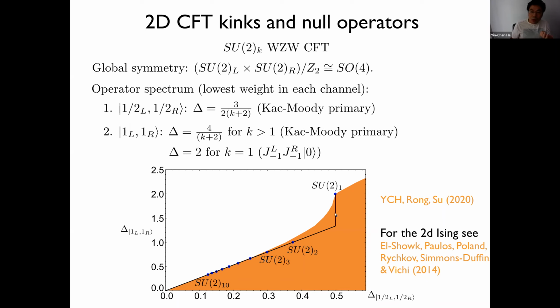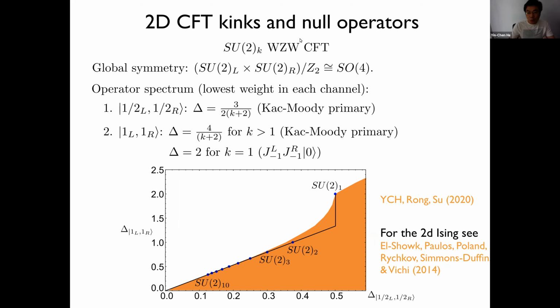And as you know, for the 2D Ising CFT kinks, people also figured out that it can be understood by the fact that you do have null operators appearing for the Ising CFT. Okay, so this tells us that the 2D CFT kinks have very nice physical meanings. On the other hand, you can also use this as an input to help you bootstrap the CFTs that you are interested in.